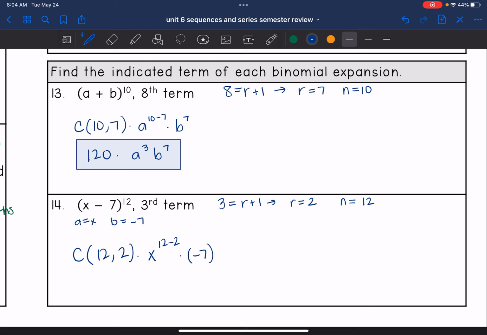So these are like terms that we can combine and put together. Everything is being multiplied here, so we're going to multiply those numbers, 66 times 49. And that gives me 3,234. And you still have x to the 10. So that would be the 3rd term in that expansion.